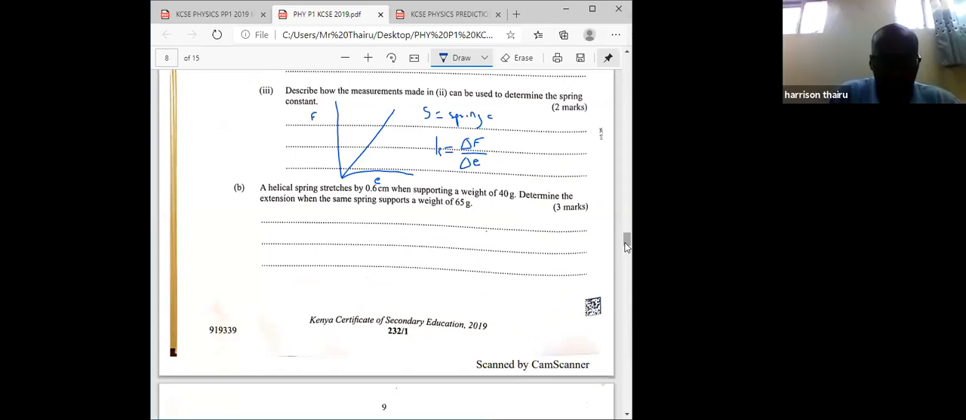A helical spring stretches by 0.6 centimeters when supporting a weight of 40 grams. Determine the extension where the same spring supports a weight of 65 grams. Let me give you 1 minute, quickly do the calculation, and then you give me the answer. Work out on question B.